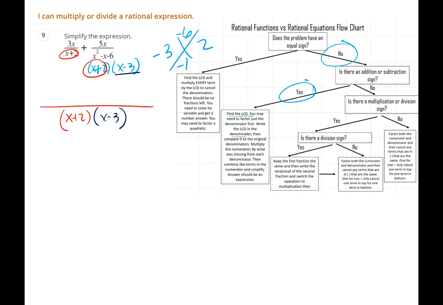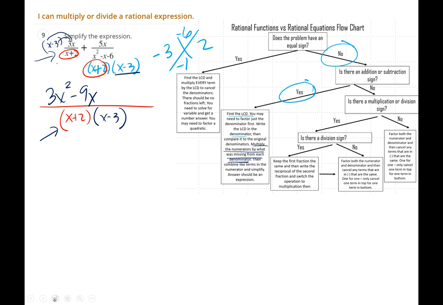Okay, so now it says you're going to multiply the numerators by what was missing from each denominator. So I'm looking at this denominator, and I'm looking at this denominator. I see 1 x plus 2, which means I need to multiply by x minus 3. Remember, that's a shortcut to just multiply by that, because I'm really multiplying the top and bottom by it, but I've already done the denominator. So I'm distributing in the 3x. So 3x squared minus 9x.